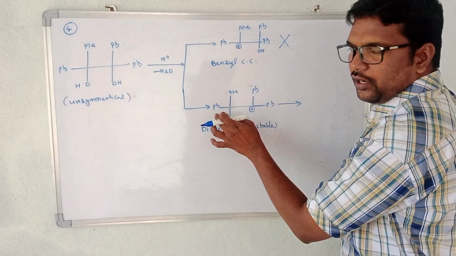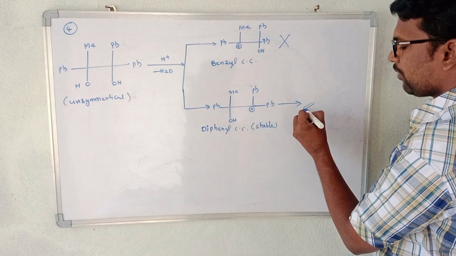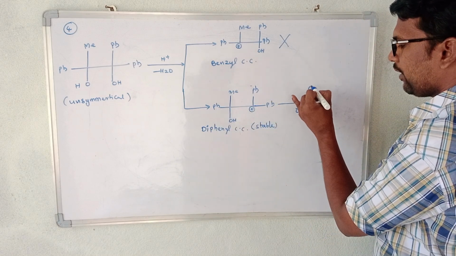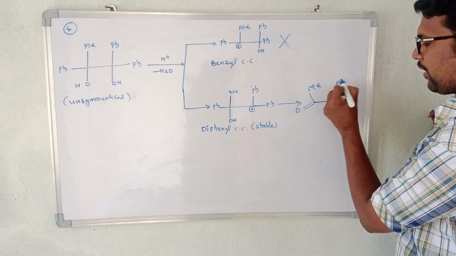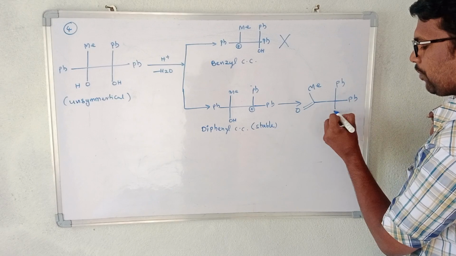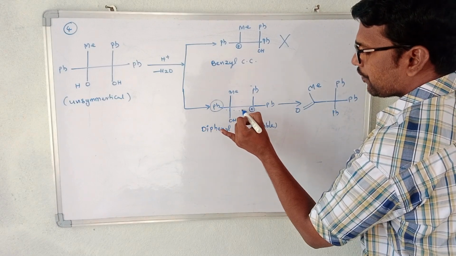In these two groups we already studied, the phenyl group can be migrated. After migrating, it can be formed like this: a double bond, here Me, that is a CH3 group, and here three phenyl groups are present. So here the migrating group is the phenyl group. This group can be migrated.